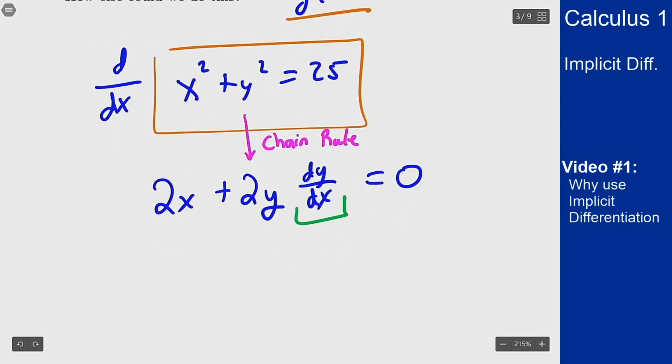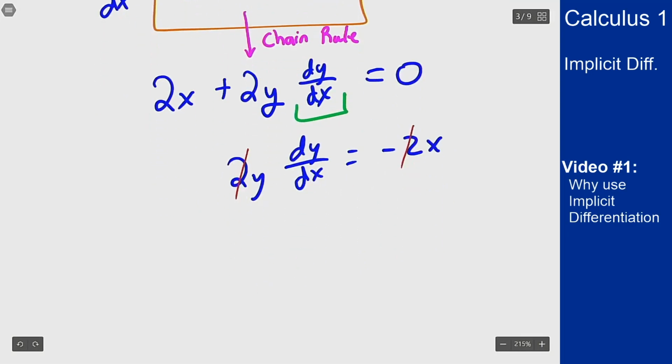I can move the 2x to the other side: 2y dy/dx equals minus 2x. I can cancel the 2's from both sides, and then divide by y to get that dy/dx is negative x over y.